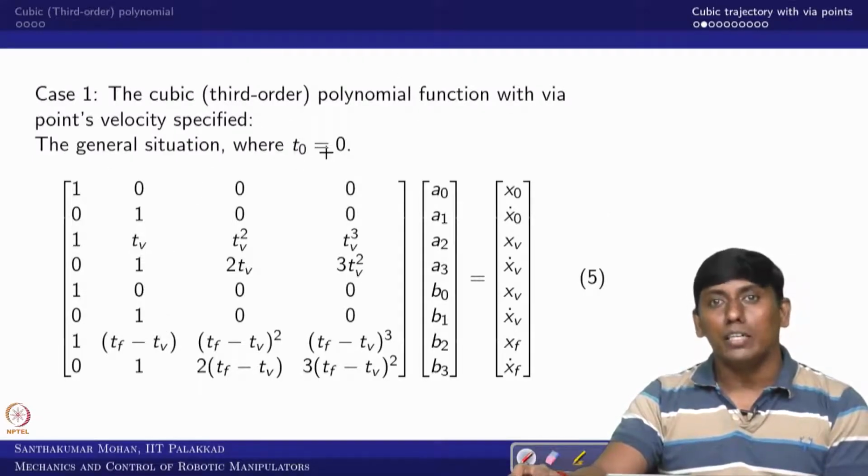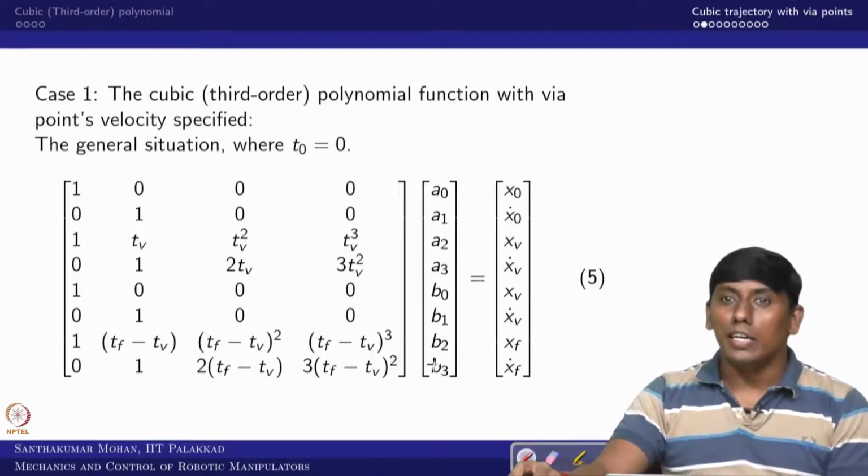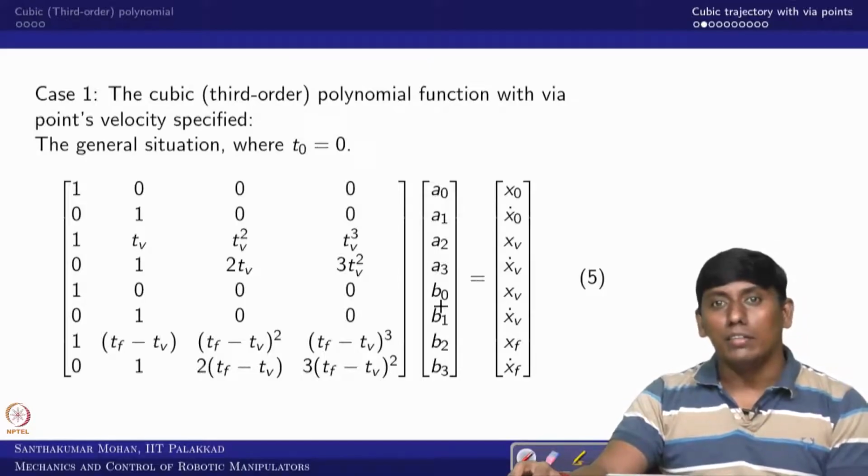However, we assume that T naught is 0. So in that case, the equations will give 8 equations. I assume that the first segment has A naught to A3 as the coefficients. The second segment starts from B naught to B3. So you can see the XV and XV dot. These two are the second segment's initial position and velocity. So invariantly it is going to give 6 valid equations, but those 6 valid equations we can make into 8 valid equations with 8 unknowns. So in that sense we can calculate this.